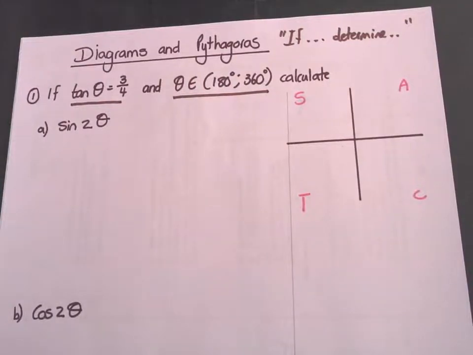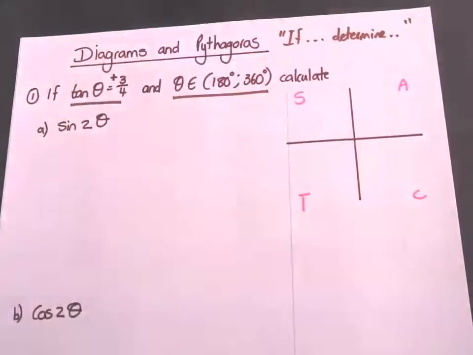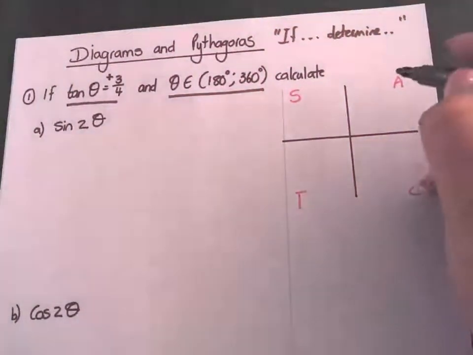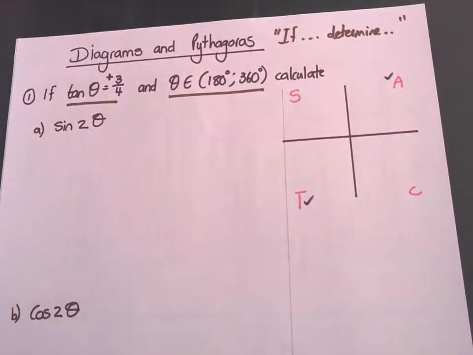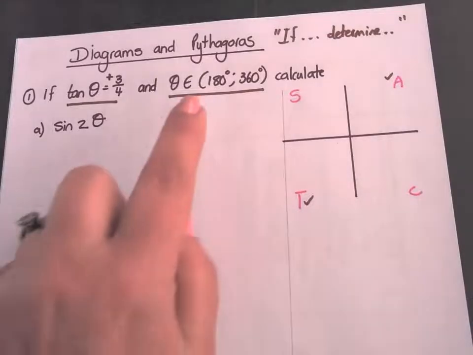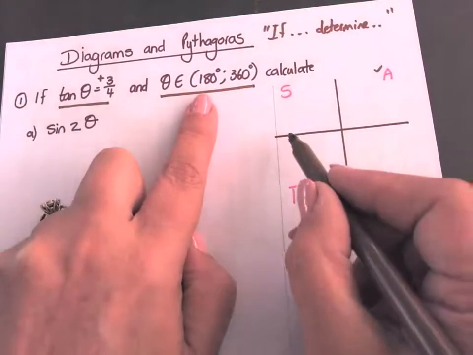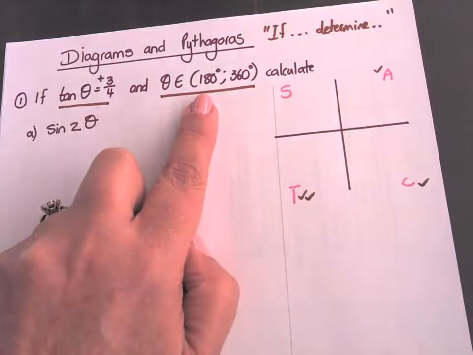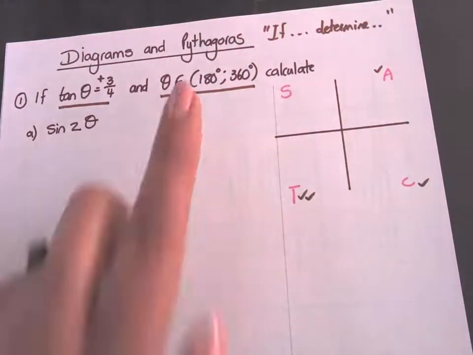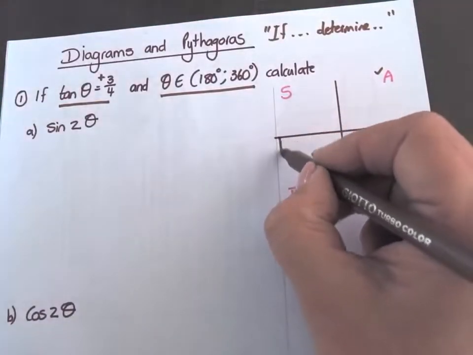Now you first have to determine whether it is a positive or a negative tan. Tan is 3/4, so it's positive. And where is tan positive? Here at A and T. Now you go to the second clue. Theta must be between 180 and 360. So it's the bottom two quadrants, 180 to 360. And the quadrant with the most ticks is the quadrant where you draw your triangle.